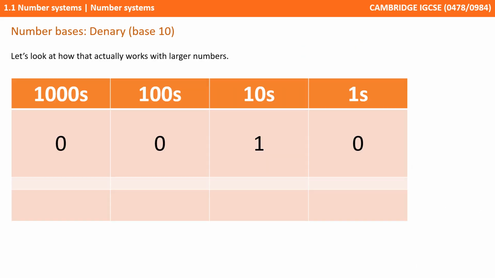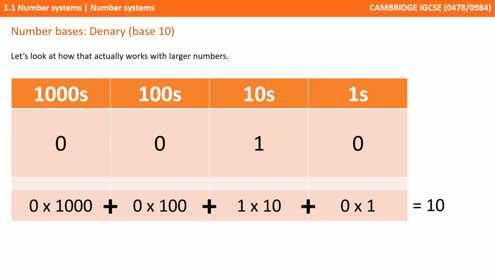So let's look at how that actually works with larger numbers. Well, we'll start with the 10, and obviously I've written that out here. Now I've got two leading zeros on the beginning, but that doesn't affect the fact that this is the number 10, 0, 0, 1, 0. You will know from basic maths at primary school that the weighting of the headings in each of these columns goes up by 10 each time. So what I have here is 0 thousands plus 0 hundreds plus 1 in the tens column plus 0 in the ones column, so the number 10.